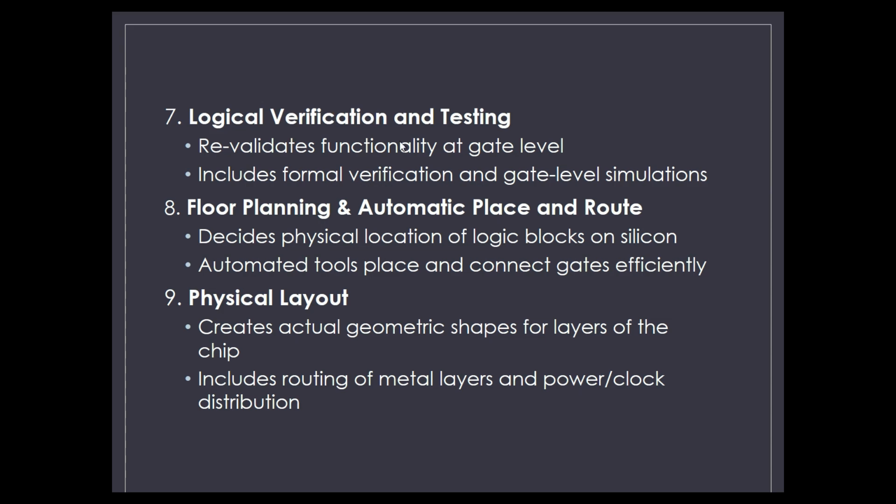Once we are done with logical verification and testing, the next step involves floor planning and automatic place and route. Here, the role of the physical design engineer comes in. They take a look at how the chip which has been designed using Verilog will be placed physically. And once the floor planning and automatic place and route is complete, the overall physical layout is designed to make sure the design is optimized for both area and power.